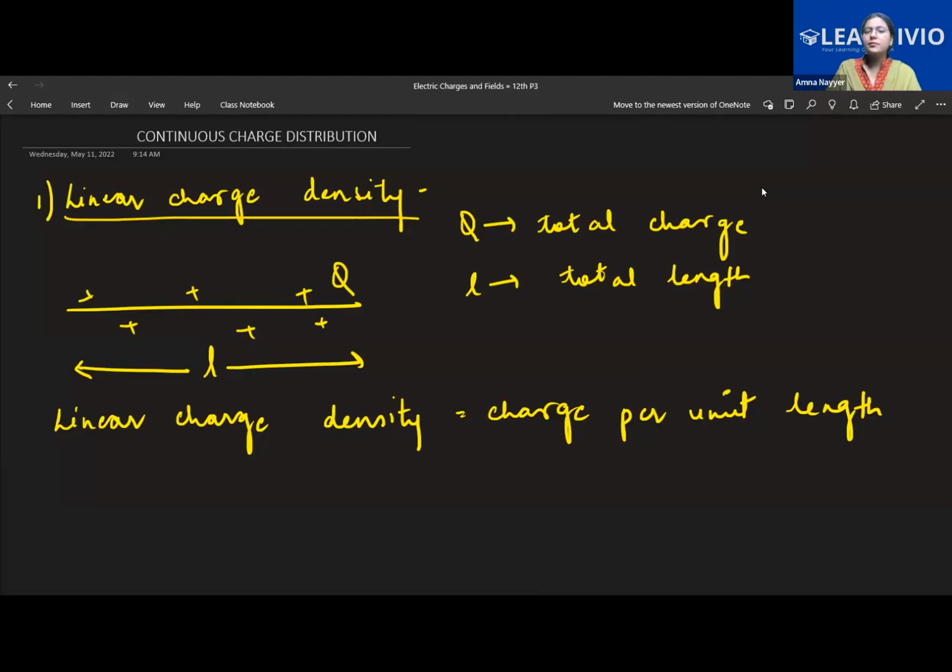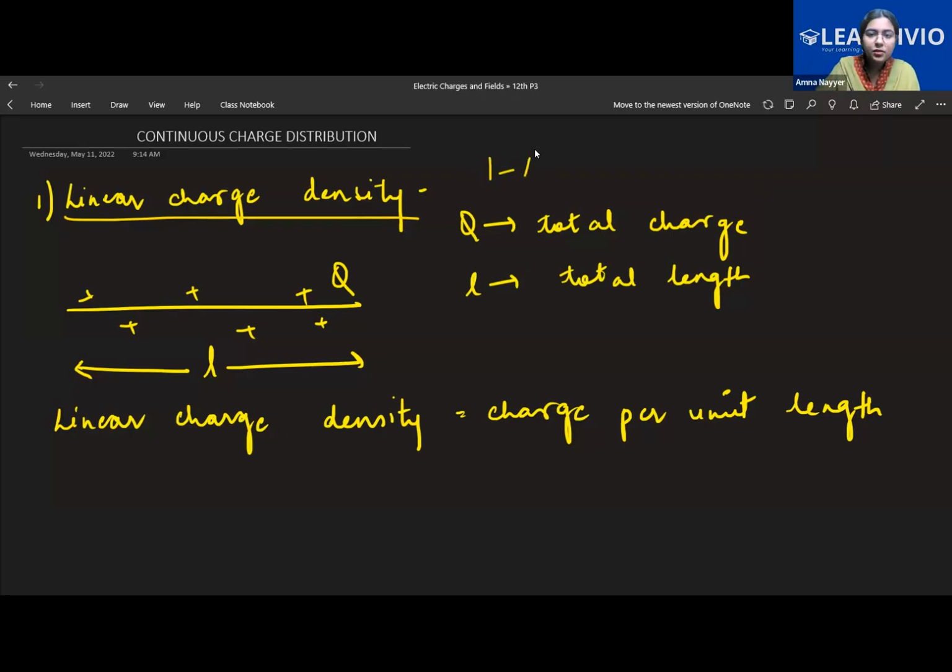So class, it is very simple. Continuous charge distribution means how your charge is distributed over a surface. Like if I have a straight wire, how is the charge present on this wire? If I have a plain sheet, how is the charge distributed on this sheet? If something is like a sphere, what is the amount of charge that is distributed in each section of it? This is what is called linear charge density.